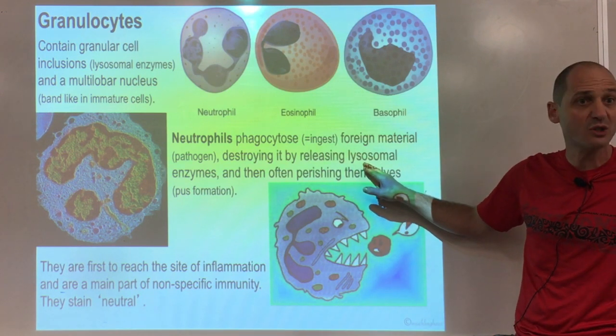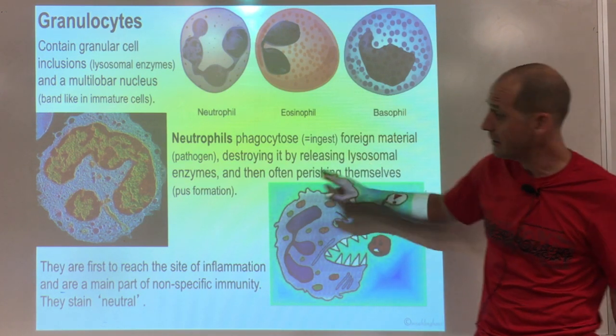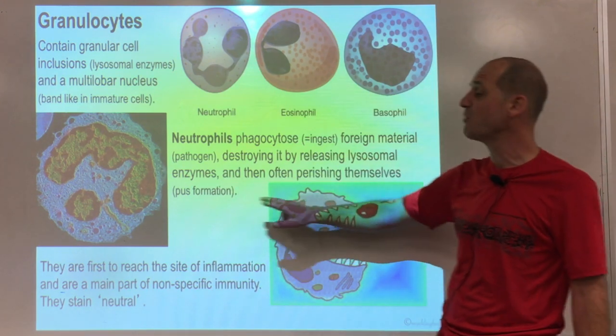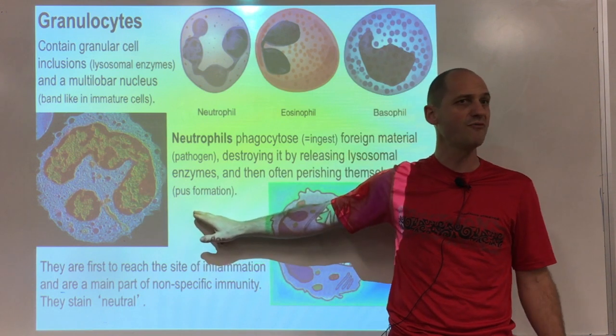Phagocytosis means ingestion of foreign material, which is often a pathogen, destroying that by releasing lysosomal enzymes at it. That's like hydrogen peroxide. Think hydrogen peroxide. And then often what they do is they perish themselves, and when you see pus, you know they died for you.